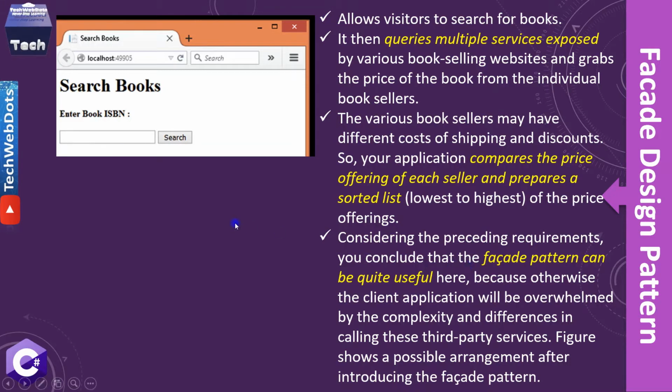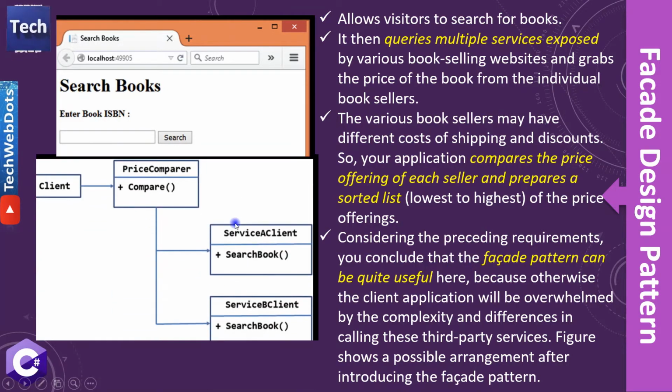You conclude that the Facade pattern can be very useful here because otherwise the client application will be overwhelmed by the complexities and differences in calling these third-party services. From the figure which is given on the left bottom, you can see there is a client and there is a price compare Facade, which contains one method which is compare, and that compare method is further accessing subsystems like service A client and service B client, which contain further methods of search books, and these two are further connected with their respective services.